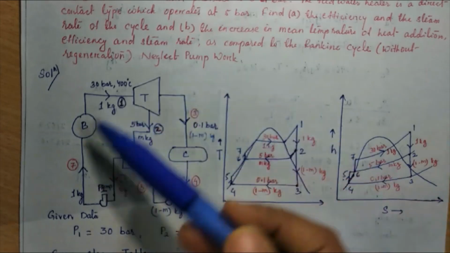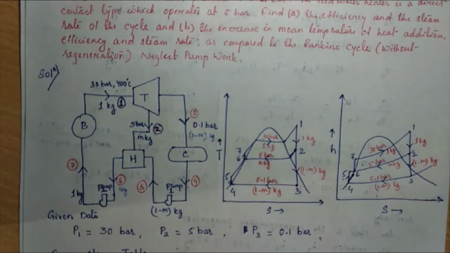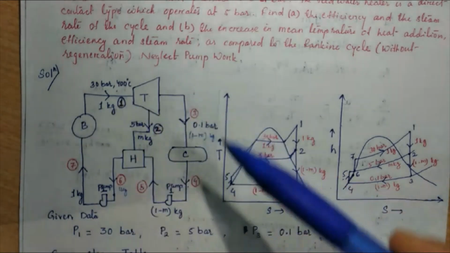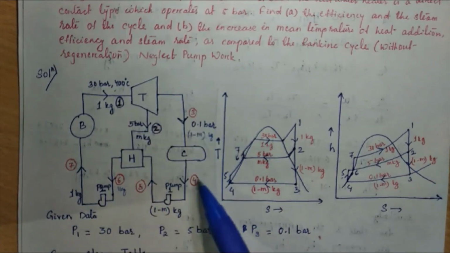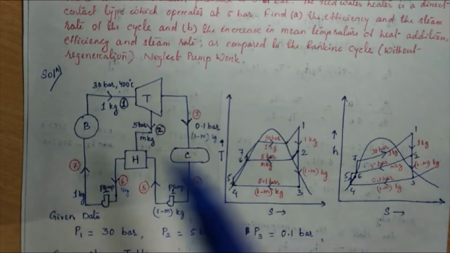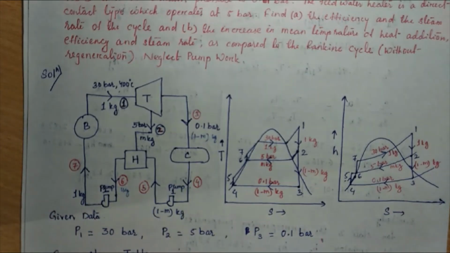For this question, we are going to calculate the efficiency, steam rate and mean temperature with regeneration and without regeneration. First we calculate with regeneration, then without regeneration. For with regeneration, this is the schematic diagram, and we have considered 7 states: 1, 2, 3, 4, 5, 6, 7. For these 7 states, we have to calculate the enthalpies.